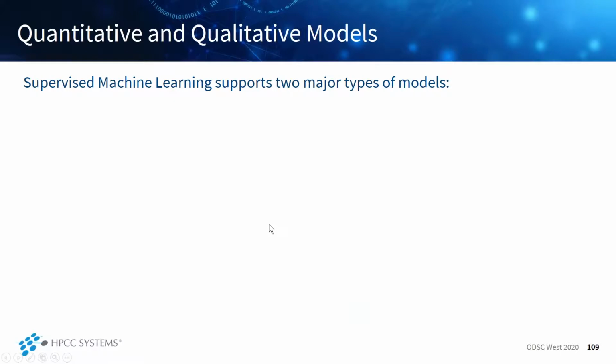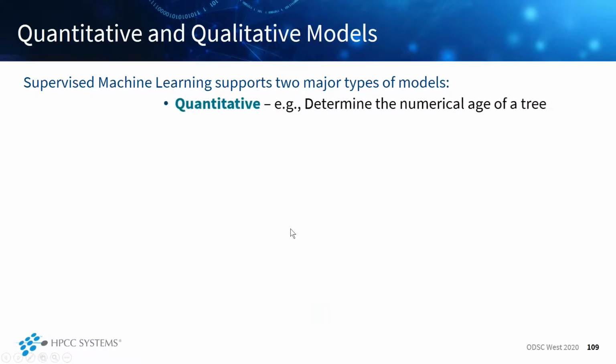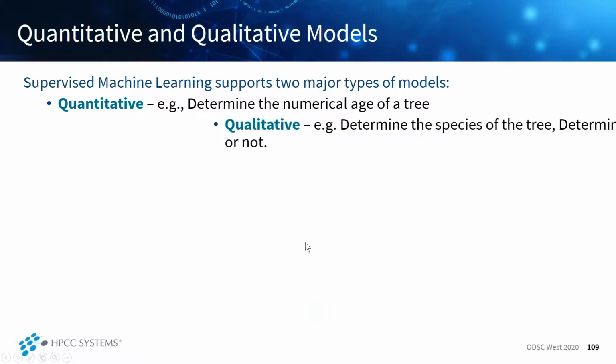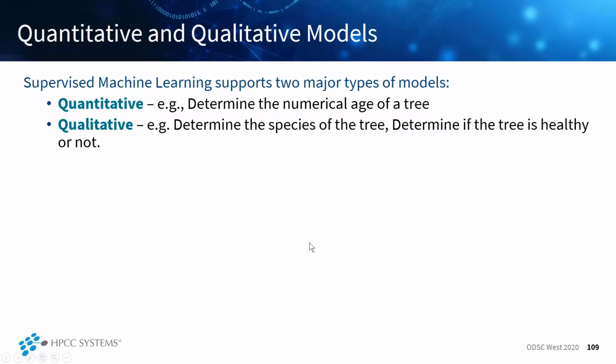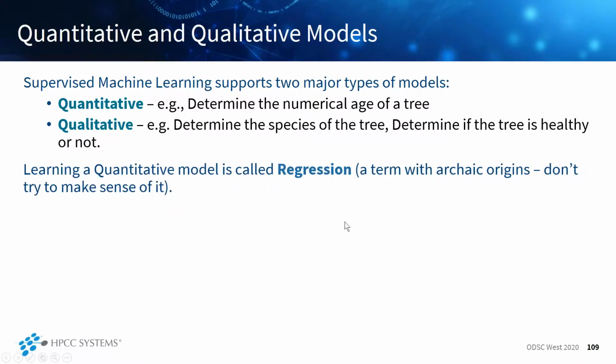Now, supervised learning supports two major types of models. You can be quantitative or you can be qualitative. Quantitative is a value, a numerical age of something. Qualitative is a classification, like an oak tree, an elm tree, maple tree, and so on. And it's interesting how they parallel. Normally, quantitative models are called regression.